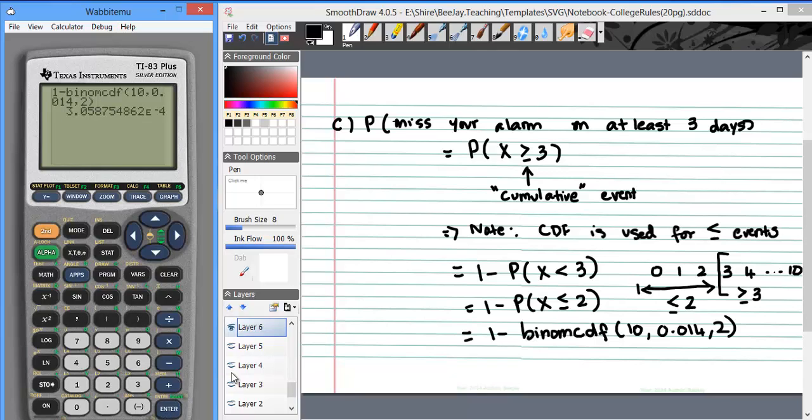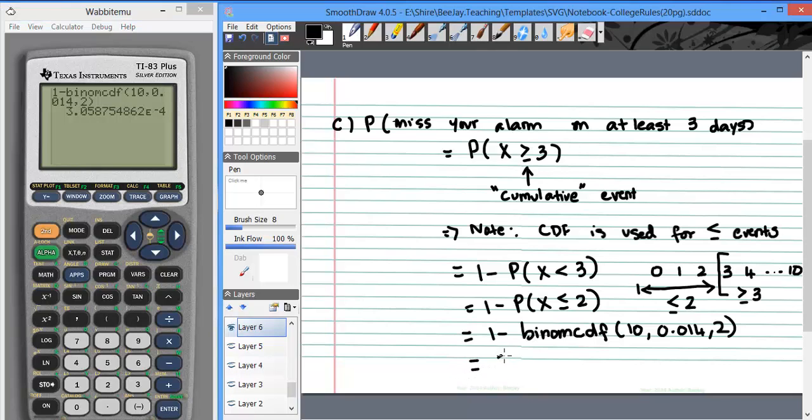And the answer is 3.0587. Now I can round it and write it this way, 3.059 e negative 4, and again that is scientific notation, which means 0.0003059. It's a very, very small probability that you miss your alarm on 3 or more days. So it's unlikely that you will miss this alarm on 3 or more days in a 10-day work week.